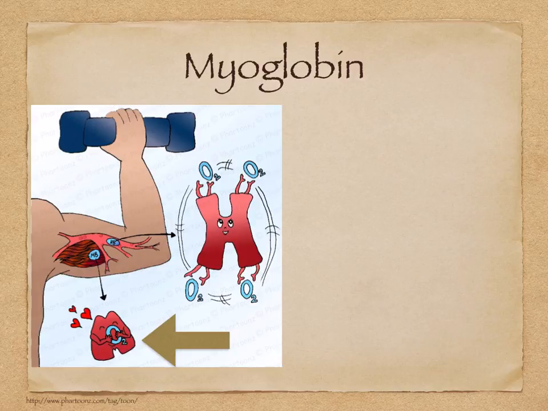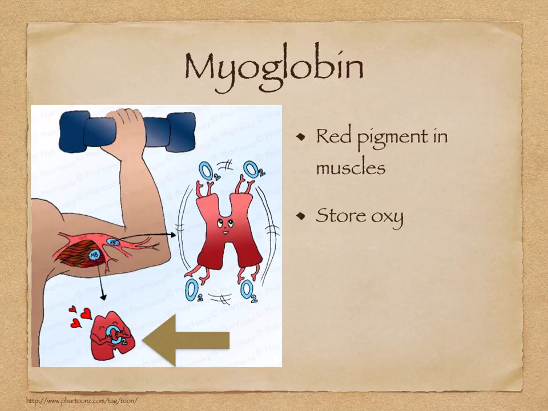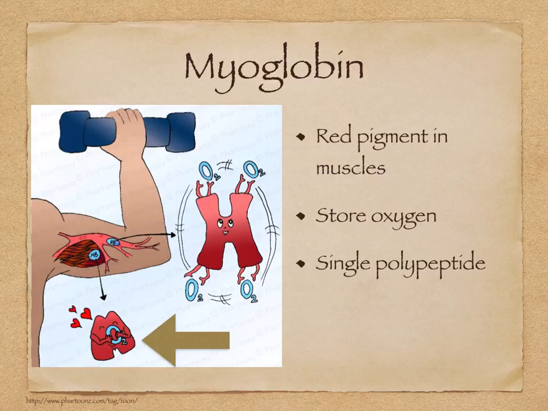Okay, looking at myoglobin. Myoglobin is the red pigment in muscles. Here you can see it's that little guy clinging onto oxygen. Its main role is to store oxygen. It's made up of a single polypeptide, and it forms a stable compound. It's only a single polypeptide with one heme group, so it can only take up one molecule of oxygen. It's used to provide an emergency store of oxygen at times when the rate at which muscles are using oxygen exceeds the rate of supply by the blood.